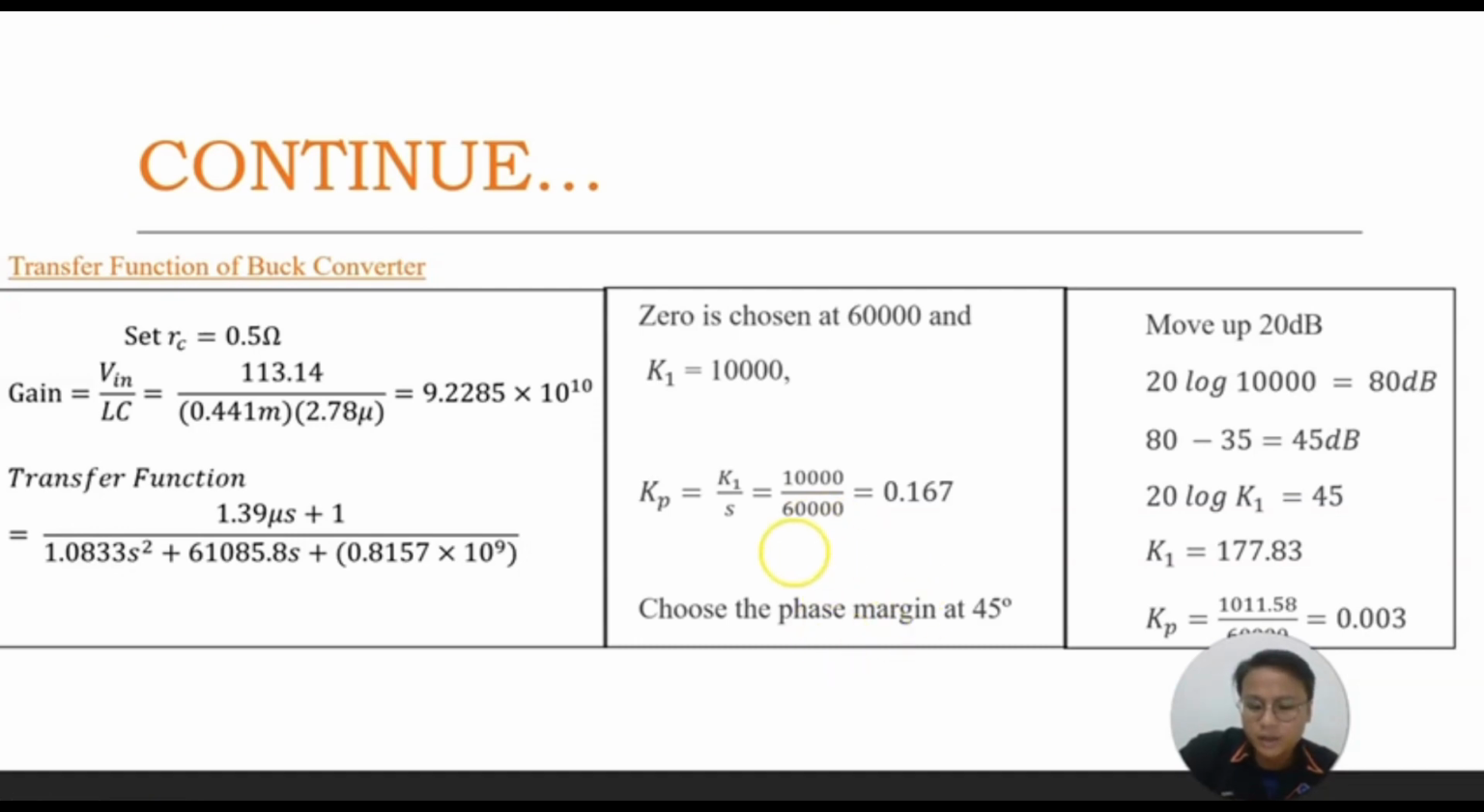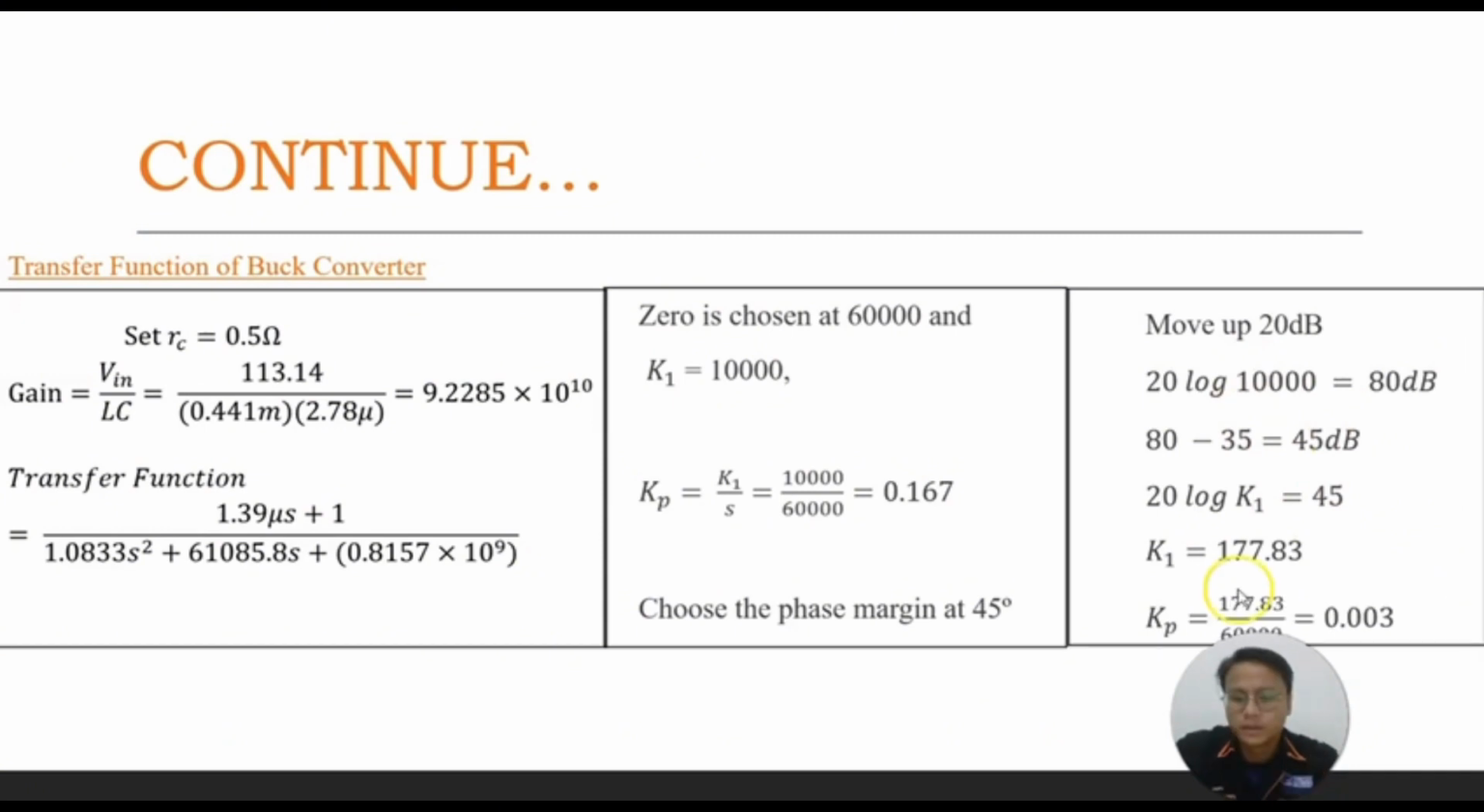To make the loop stable, we choose the phase margin at 45 degrees, and then we use 20 log 10,000, which is equal to 80 dB. Then 80 dB minus 35, the value that we found from the unstable loop, is equal to 45 dB. And then for the new value of K1 for the stable one, we got 177.83. And the new value of Kp is 177.83 divided by 60,000, so we got 0.003.